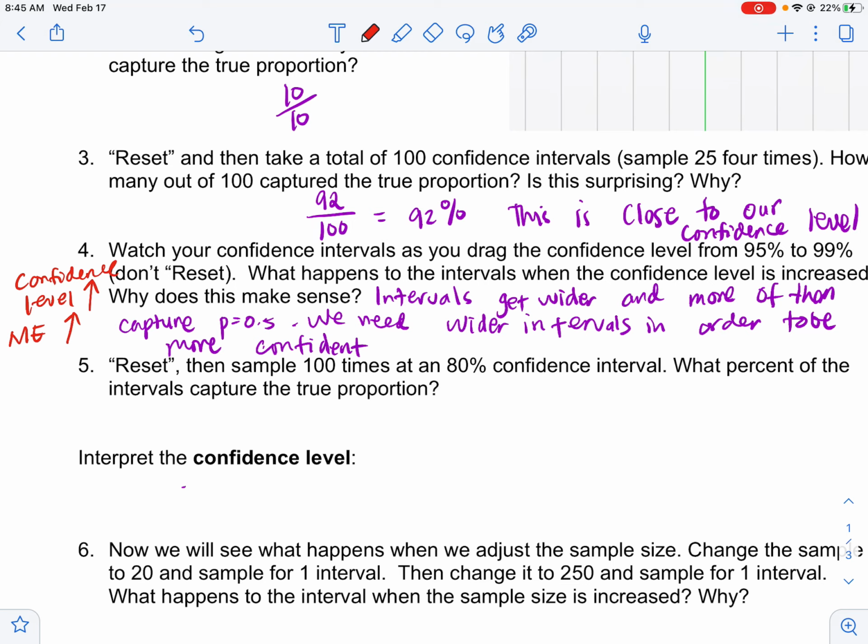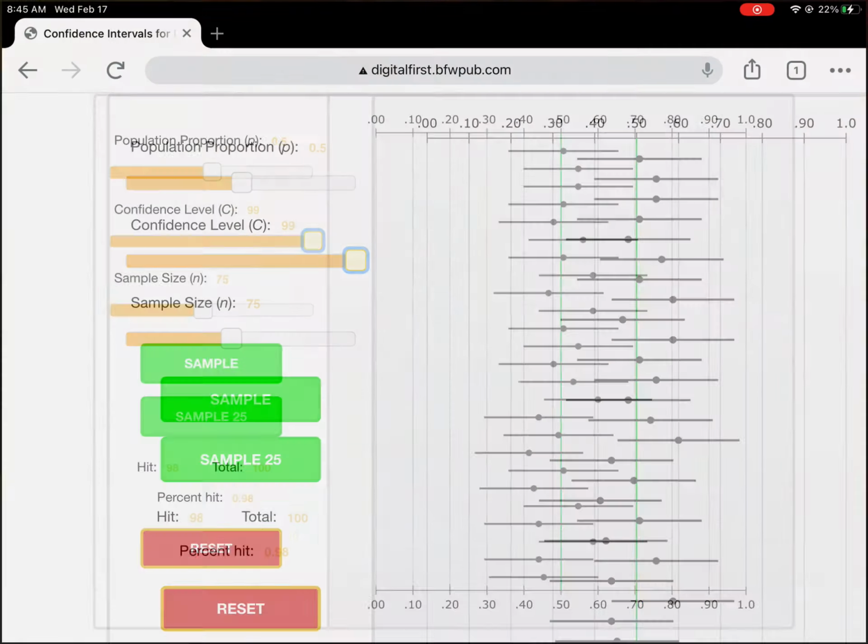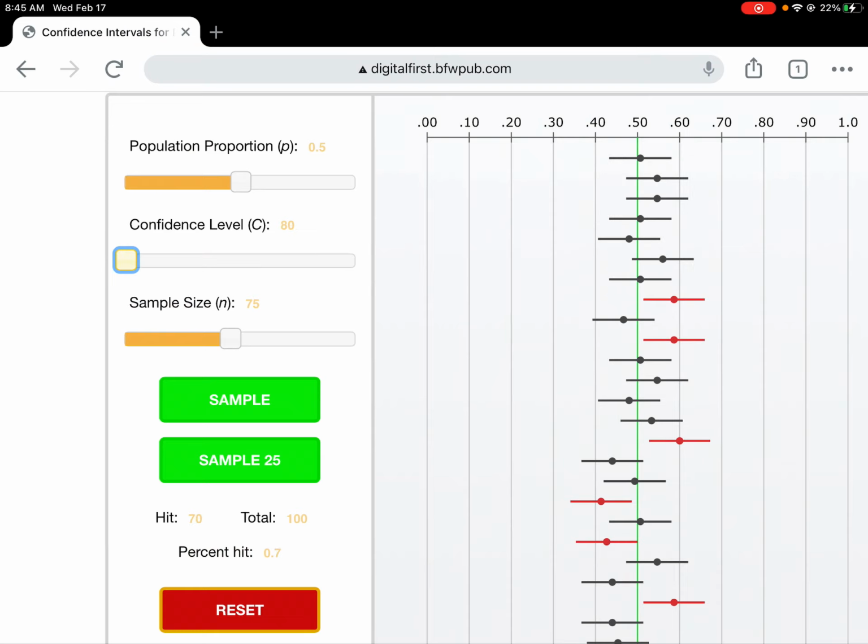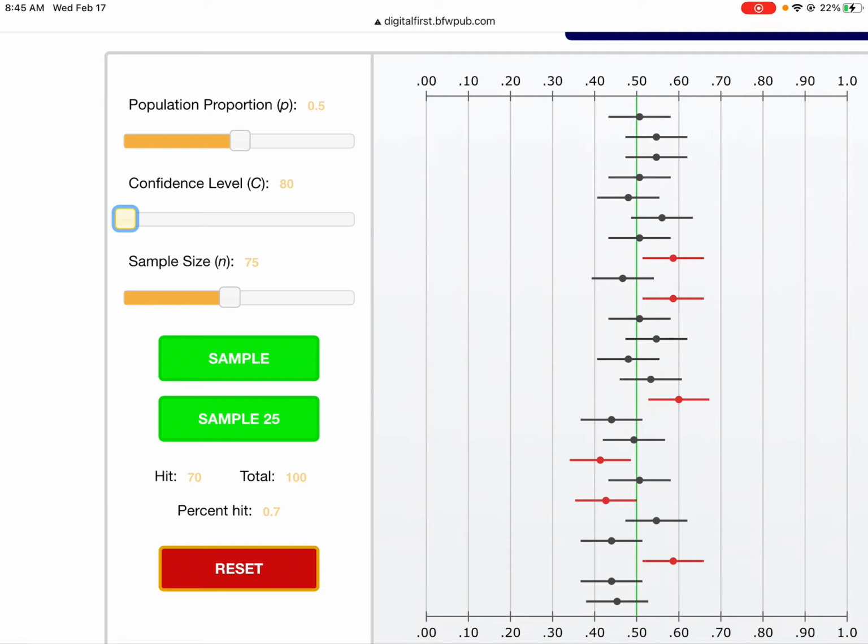Okay, now we're going to click reset and then sample 100 times at an 80% confidence interval. What percent of the intervals capture the true proportion? So let's go back there. We're changing the confidence level to 80%. Oh, it looks like I have more red right now, right? So I have 70% so I have 70 out of 100 that is captured.